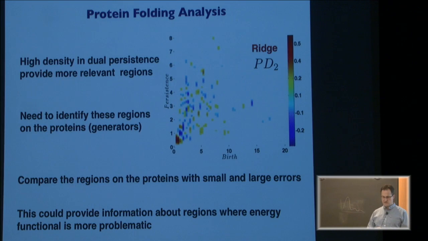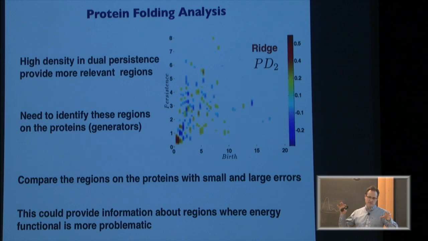I have not yet finished getting the generators and visualizing them. If this really works, and assuming we don't get things all over the place on the proteins, we might be able to find regions in the protein that contribute most to the error in the minimization. If that happens, then this might give us an indication of where the energy functionals are making mistakes. Right? So that's the idea of what we're planning to do next. I think that was it.